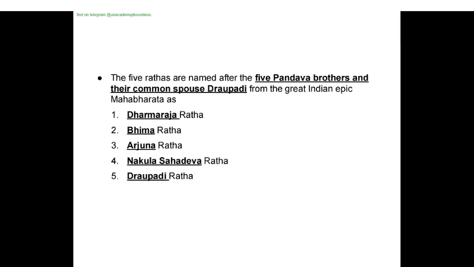The 5 rathas are named after the 5 Pandava brothers and their common spouse Draupadi from the great Indian epic Mahabharata as Dharmaraja Ratha, Bhima Ratha, Arjuna Ratha, Nakula Sahadeva Ratha, and Draupadi Ratha.